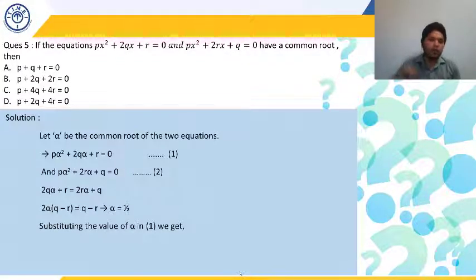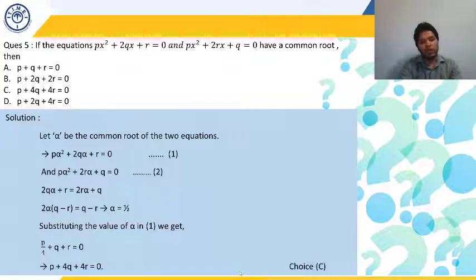Now we can put this value of alpha in any of the equations. We put this value of alpha in the first equation. What will I get? Alpha square into p. What is alpha? It is 1 by 2. 1 by 2 square is 1 by 4. So 1 by 4 into p plus twice q into alpha. Alpha is 1 by 2, so twice q into 1 by 2, the 2 will get cancelled out. So it will be q plus r equal to 0. Taking the LCM, we get p plus 4q plus 4r is equal to 0, which is option number B, which is the correct option here.